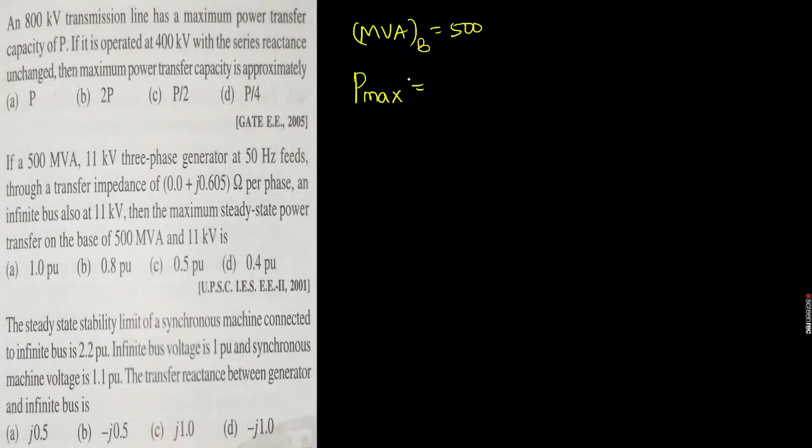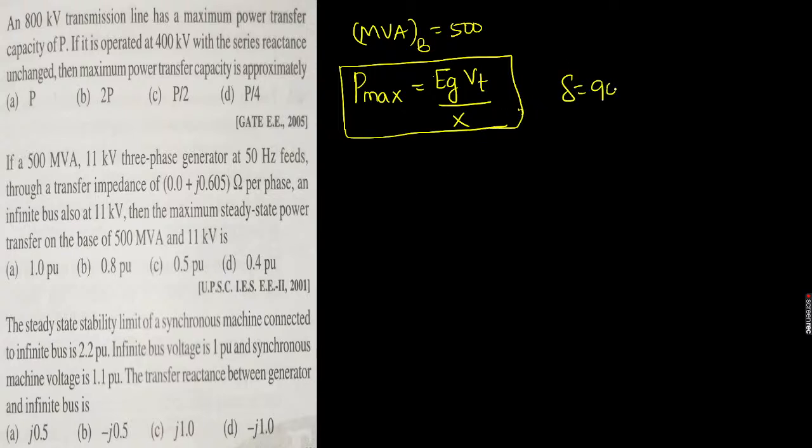Just now we saw the formula. What is the formula? For the generator, it is generated voltage times terminal voltage divided by reactance X. Same formula, there are no changes, and the condition also remains the same. What is the condition? Delta equals 90 degrees, reactance X equals root 3 times R to achieve the maximum power.